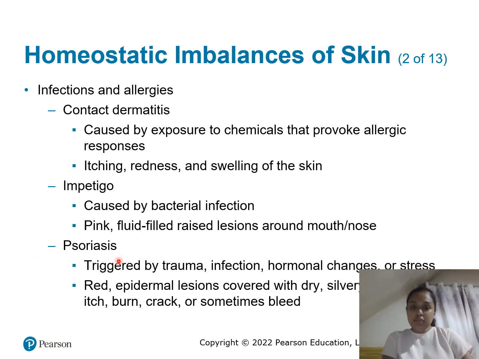Psoriasis is usually autoimmune. That means it's your own immune cells attacking your own cells. And when you have psoriasis, this gets triggered by trauma or infection or stress or any changes in your hormones. So the keyword for psoriasis is scaly skin, silvery scales. Okay, red epidermal lesions covered with dry silvery scales that are itchy. Sometimes they burn. They feel like you're burning, or crack.